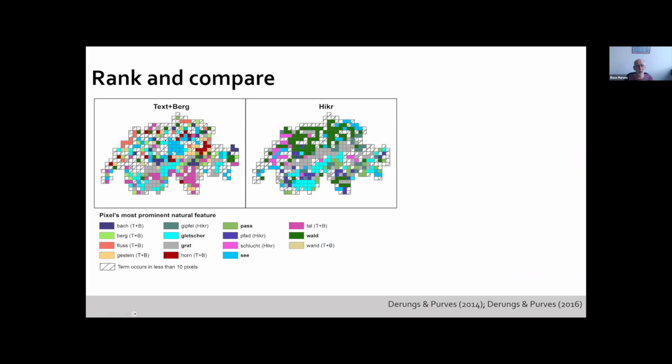We can compare the Text und Berg, Swiss Alpine Club data, with Hecker, and we can see, for example, that in Hecker, things like forest, Wald is forest, are much more important than in the Swiss Alpine Club, probably because in this corpus where people are describing their hikes, they're more describing places in the Mittelland and not in the high mountains. We can also see that here they talk a lot about Grat. Grat means ridge. So that's an affordance. Basically, you can walk along a ridge.